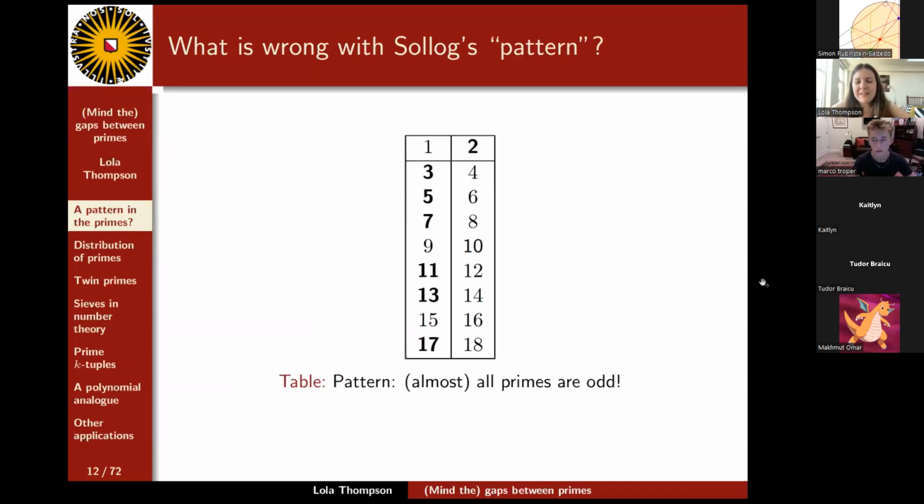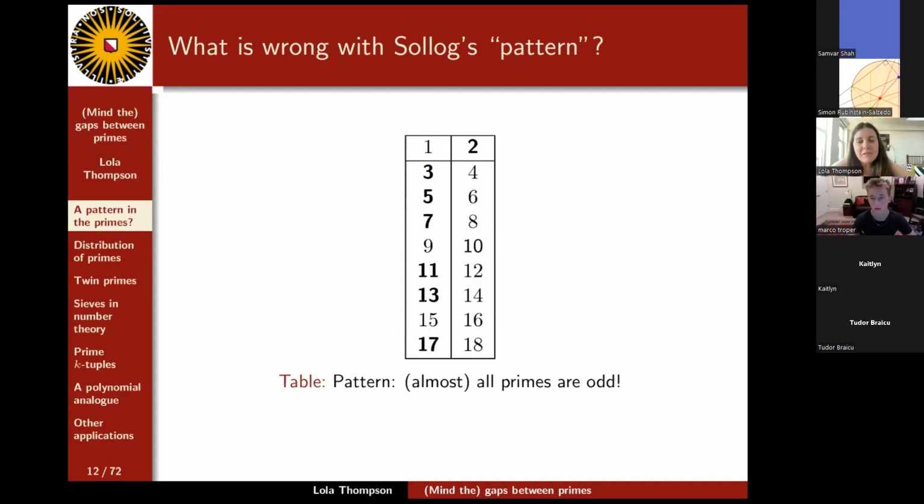The first pattern, it's just stating that almost all of the primes are odd, which of course we know. The only even prime number is 2. I see there's a hand raised. Go ahead and unmute yourself if you've raised your hand, and you can go ahead and ask your question.